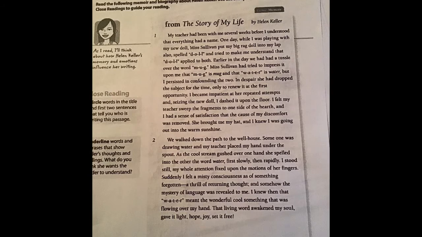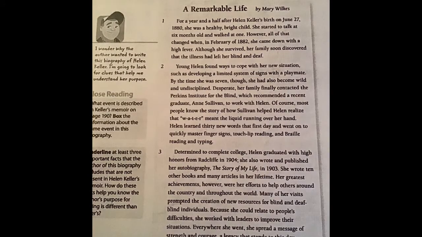So this is coming right from her own story, okay? This is her own life. This is her own experience. When you look at the second text, which is on page 191, A Remarkable Life by Mary Wilkes, this right here is not a memoir, but more so a biography that has been written about Helen Keller. So both texts are about Helen Keller, but they're written by two completely different people. One is Helen Keller, and the other one was written about Helen Keller and how she was born in 1880.